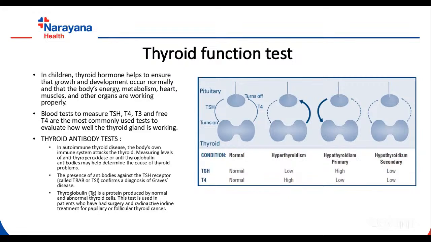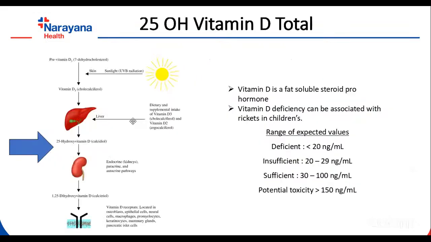Thyroglobulin is a protein produced by normal and abnormal thyroid tissue. This test is used in patients who have undergone surgery and radioactive iodine treatment for papillary or follicular thyroid cancer. The test which is normally asked in the lab is 25 hydroxy vitamin D.